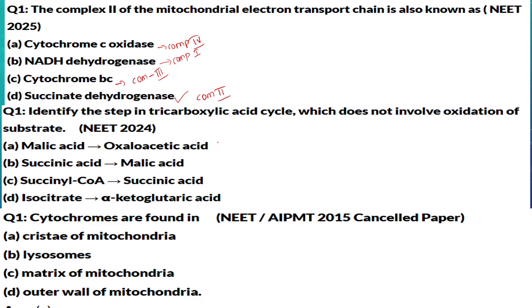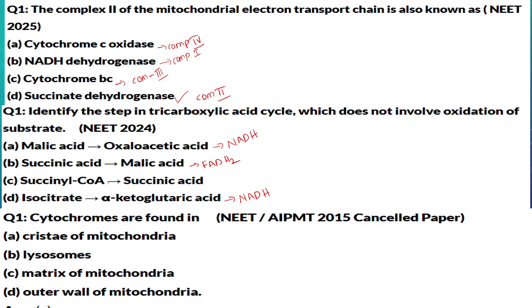Here, option A, malic acid to oxaloacetic acid. From malic acid to oxaloacetic acid, there is a formation of NADH. So, here oxidation occurs. From succinic acid to malic acid, FADH2 is formed. Here also oxidation occurs. From succinyl CoA to succinic acid, we'll discuss this later. From isocitrate to alpha ketoglutaric acid, here also NADH forms. Here also oxidation occurs. From these 3 reactions, oxidation occurs.